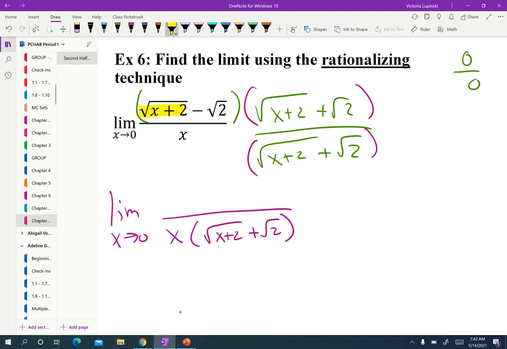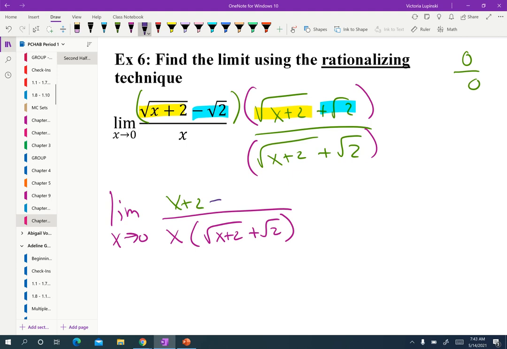So now I'm going to multiply the first times the first. So if you multiply the square root of something times itself, you're just going to get x plus 2. Then if you multiply the last times the last, a negative times a positive is a negative.